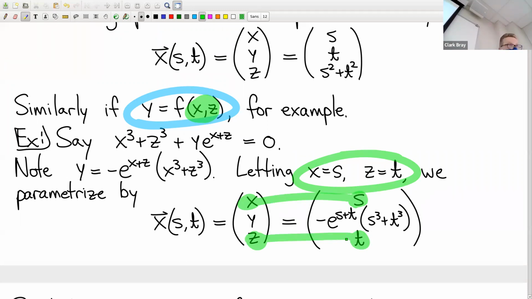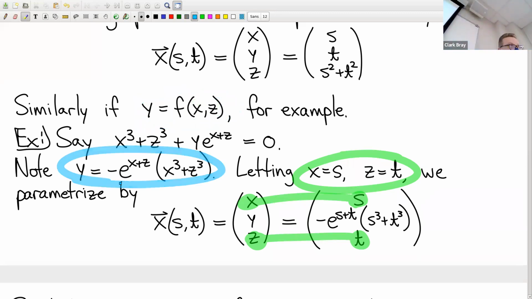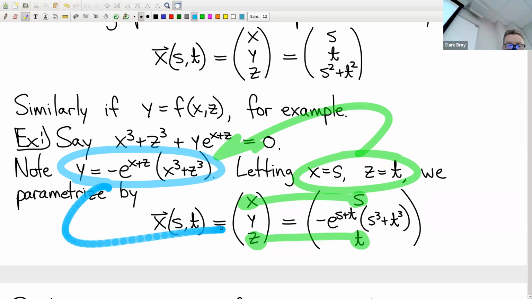And what's Y? What's going to be my formula for Y? Do I get any choice in what Y might be? Nope. My hands are tied. It says right here, Y is that function of X and Z, and X and Z have already been set. X and Z are S and T, and that means that Y just has to be that thing. Is that cool?